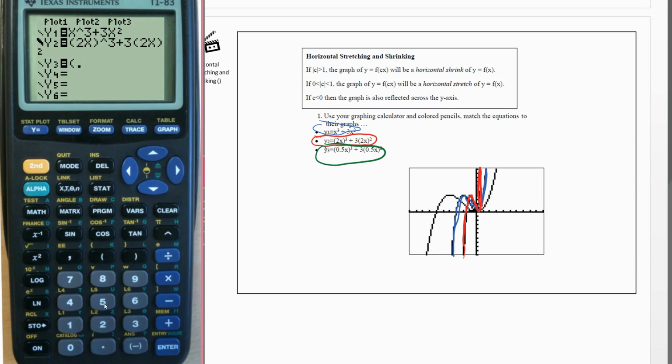So inside the parentheses, we'll do 0.5x, and we'll cube that, plus 3 times 0.5x squared. And let's see if the dotted line will help us out, help us see this.